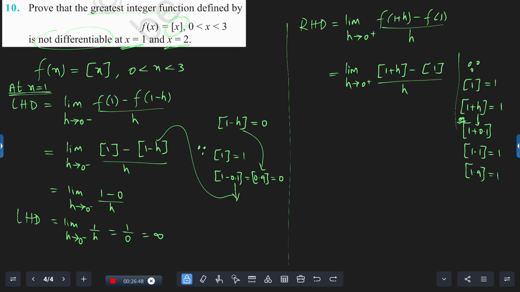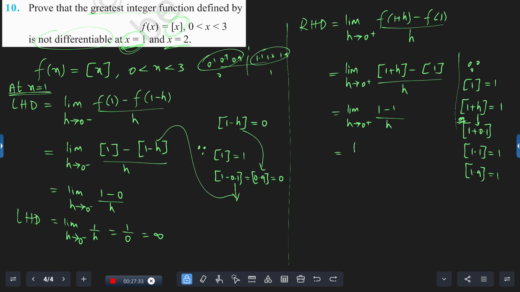So when you add something in the right hand derivative, you get 1 as it is. In the left hand derivative, the value is reduced, so the left hand limit gives 0. Like this, on the left side 0.9, 0.7, 0.1: for all of those the greatest integer is 0. On the right side 1.1, 1.2, 1.9: for all of those the greatest integer is 1. Now limit h tends to 0 plus, this becomes 1 because we approach from the right hand side. So 1 minus 1, the greatest integer of 1, divided by h.